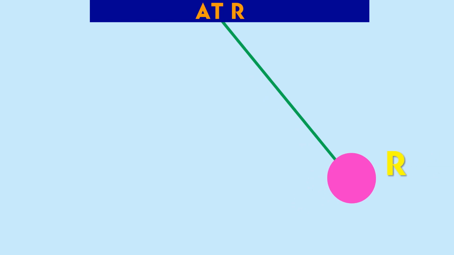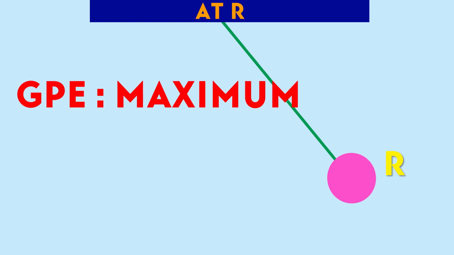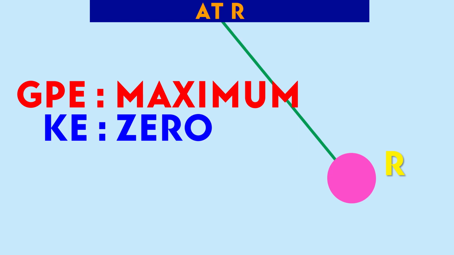At position R, the gravitational potential energy is maximum because the bob reaches the maximum height again. The kinetic energy is zero because the bob is stationary.